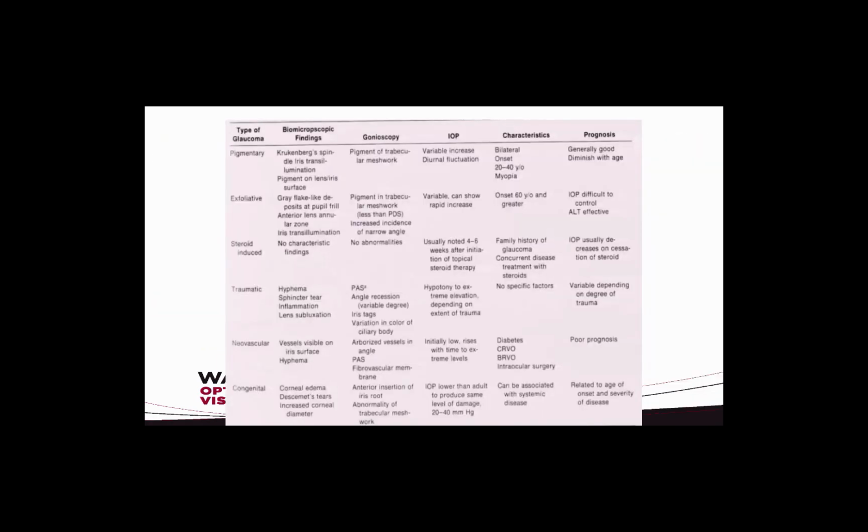So here is a summary of some of the other open-angle glaucomas that can occur. Again, we don't have a ton of time to go into all of them, and I'm not going to test you on the ones that we didn't get to go through, but it just gives a nice background on what you could be looking for.